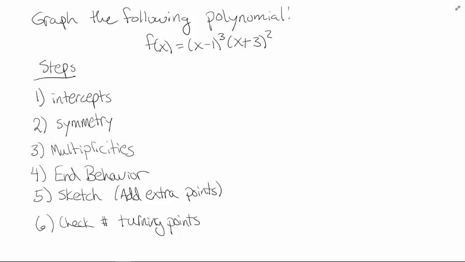In this video, we are going to graph the following polynomial. F of x is equal to (x minus 1) cubed times (x plus 3) squared. To do that, we're going to follow these steps.